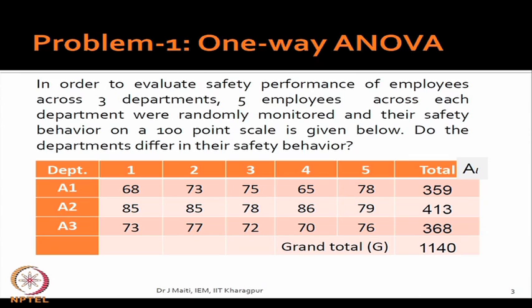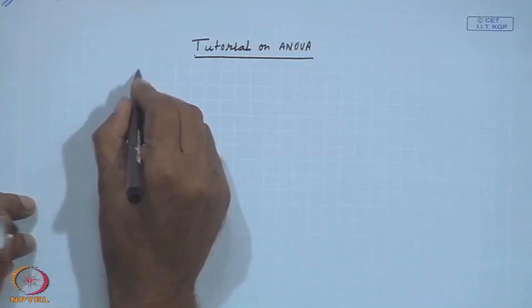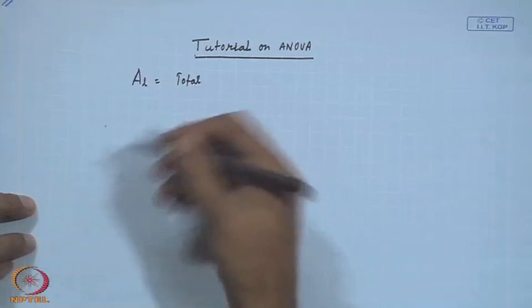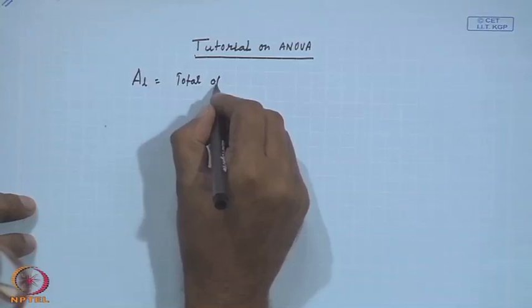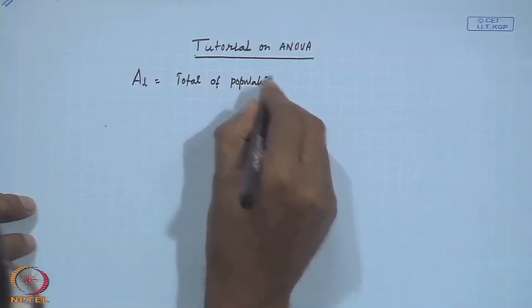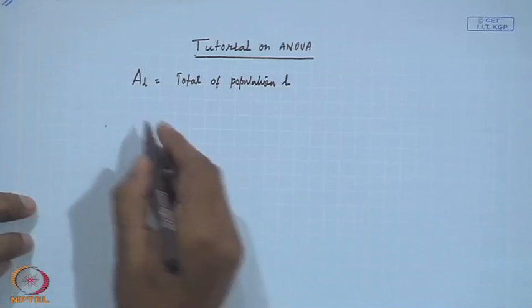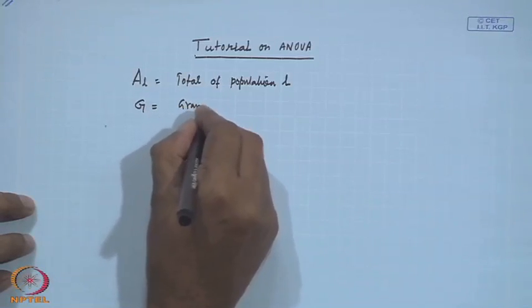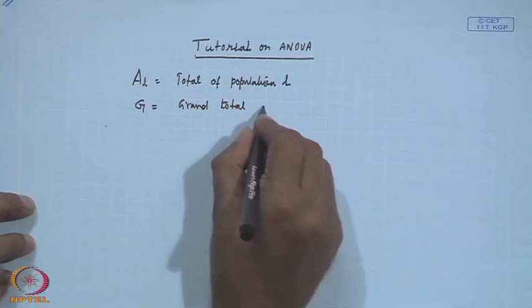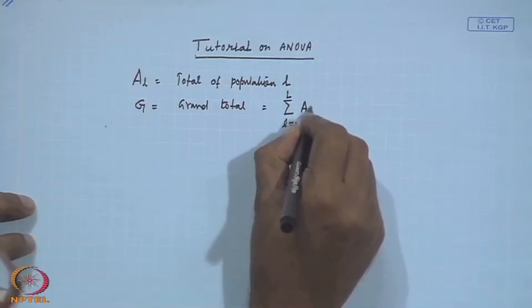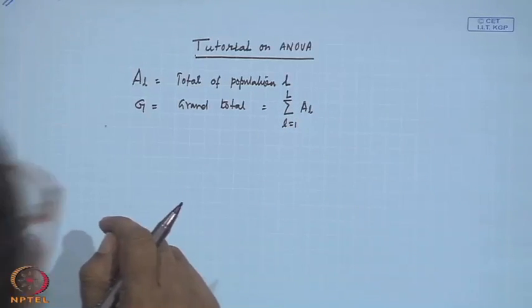So, we are adding a little different notation now. I am saying that AL is the total score, or the total values, of population L, and we are saying G equal to the grand total. This will be definitely L equal to 1 to capital L.